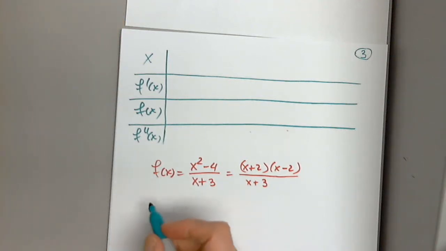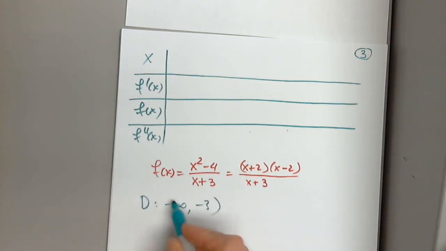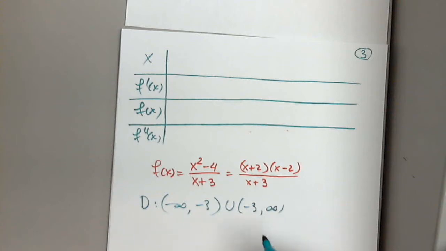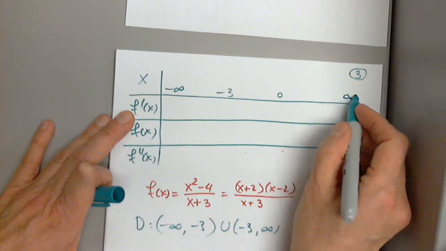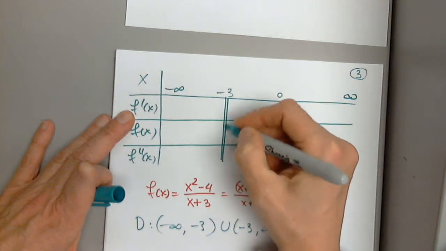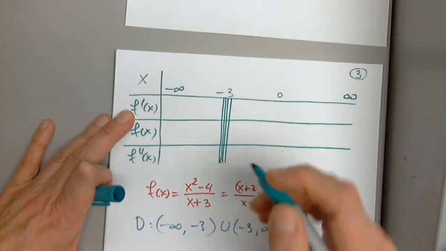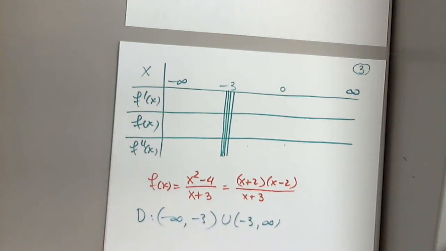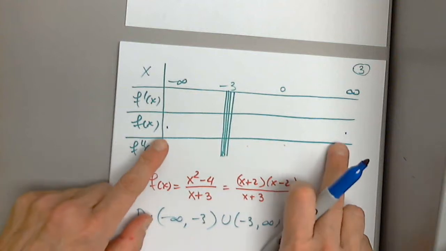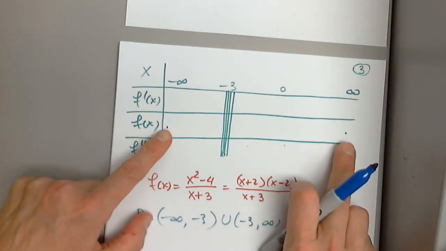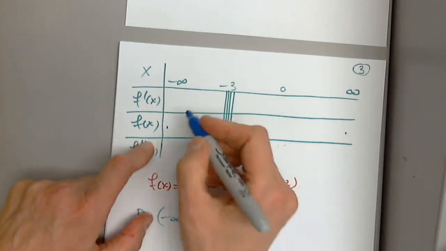Okay, so can anyone give us a domain of this function? Negative infinity to -3. Excellent. And then union -3 to positive infinity. Perfect. So then I have negative infinity, I have -3, I have 0, I have infinity. And obviously, if the function is undefined at -3, so will its derivatives. We already determined this. We calculated it 5 minutes ago. What is it? Negative infinity and positive.